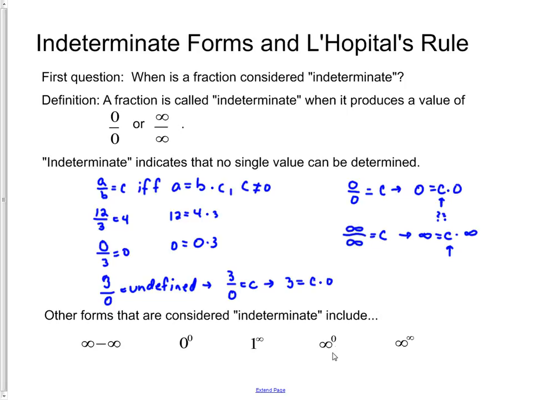How about infinity to the 0? Or infinity to the infinity? What do we do with those, right? So we could consider all these forms indeterminate. We're going to concentrate on these ones, though, right? Our fractional indeterminates, and let's see what happens if we have to deal with those in a limit.